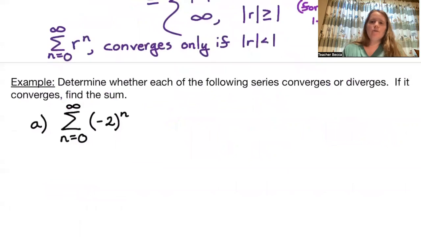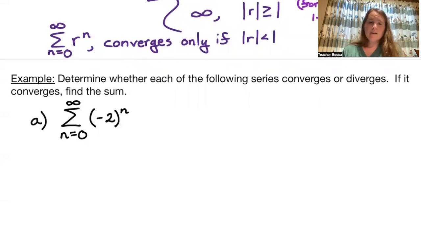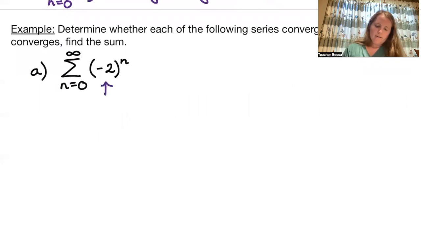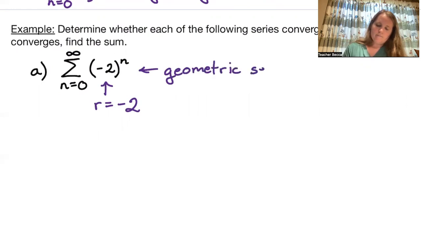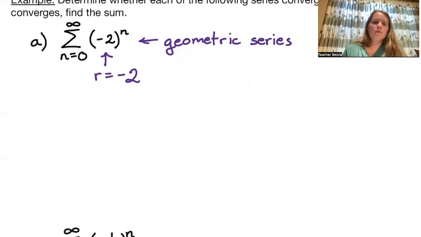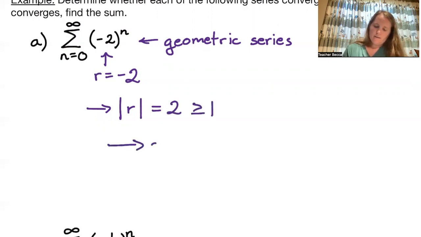So let's determine if each of the series converges or diverges, and if it converges, find the sum. So here we're looking first at the sum from n equals 0 to infinity of negative 2 to the n. So here our r is equal to negative 2. We have a geometric series. r being equal to negative 2 means that the absolute value of r is equal to 2, which is greater than or equal to 1. So that means that the series diverges.